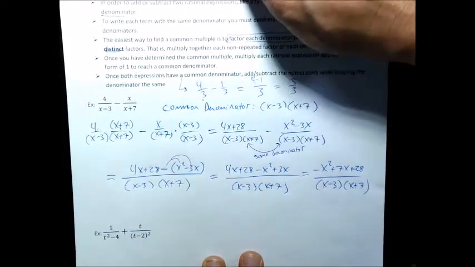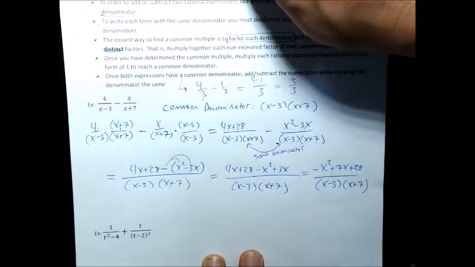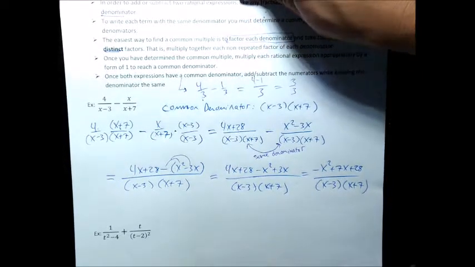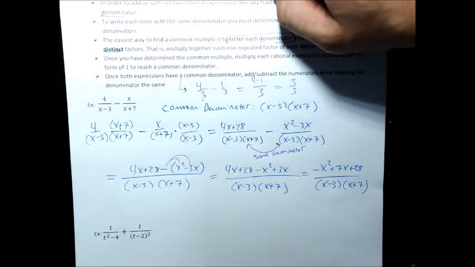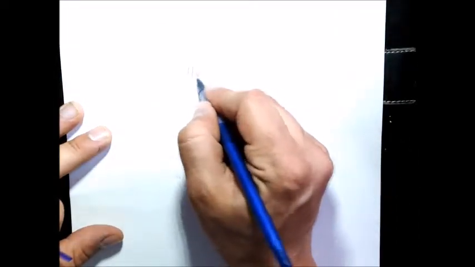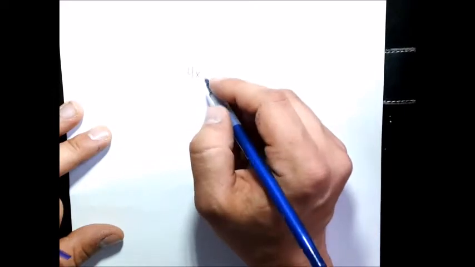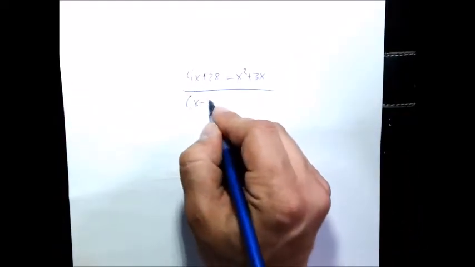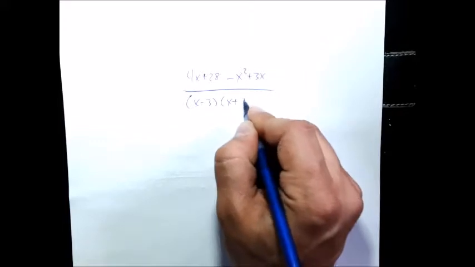So let's just think about that for 1 second. What if we factor out a minus x? Huh, that's interesting. I don't think that's going to work, but let's try it. So it was 4x plus 28 minus x squared plus 3x. See that, right? And then we've got x minus 3 over x plus 7. This is an interesting idea.